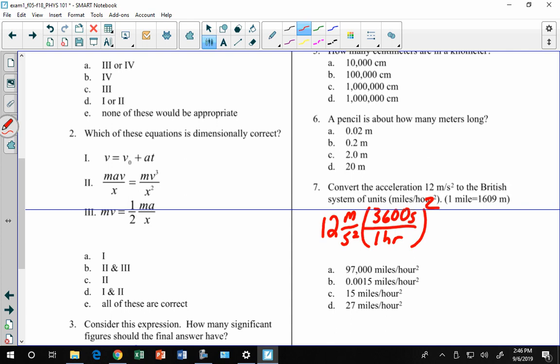And then meters to miles, in 1 mile, there are 1609 meters. And I give you that conversion factor here. You don't square that, though, because the meters are not squared. And the way that I know which to put on top is that I want it so that the meters cancel. I'm left with miles per hour squared. The seconds cancel. I'm left with miles per hour squared.